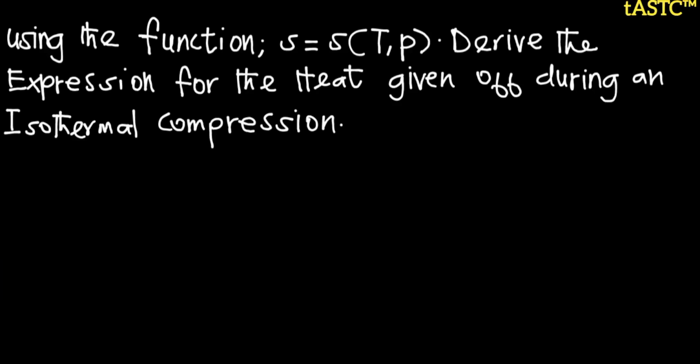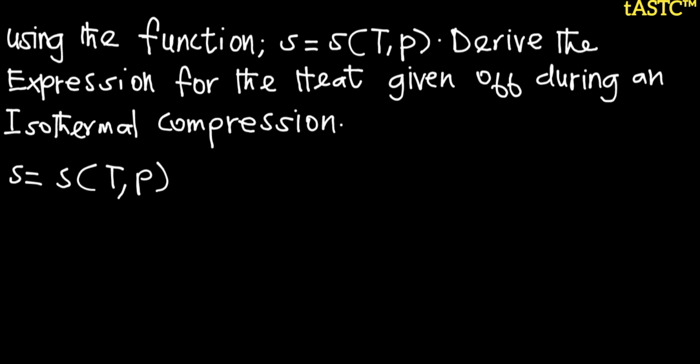Using the function S is equal to S of T comma P, derive the expression for the heat given off during an isothermal compression. Now, how can we solve this question? What do you think will be the first step that we need to take? So the first thing I'm going to do is take out the parameters which were given to us. We have the entropy as a function of temperature as well as the pressure.